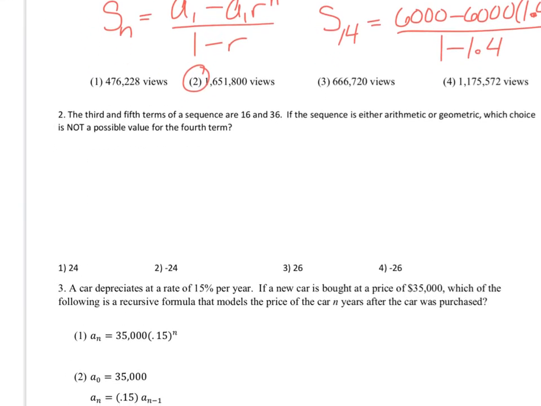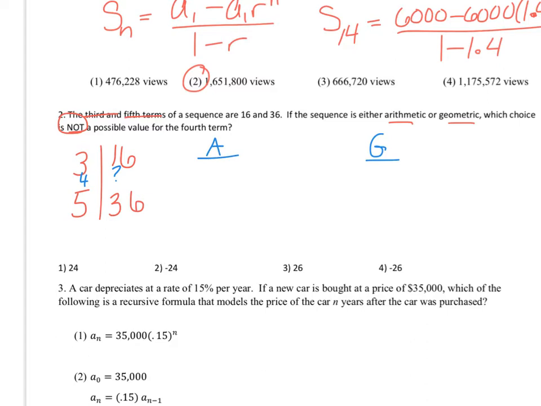Next question says the third and fifth terms, we got third term and fifth term, are 16 and 36. If the sequence is either arithmetic or geometric, which is not a possible value for the fourth term? They want you to figure out term 4. Okay, so I'm going to do it both ways, so arithmetic and geometric.